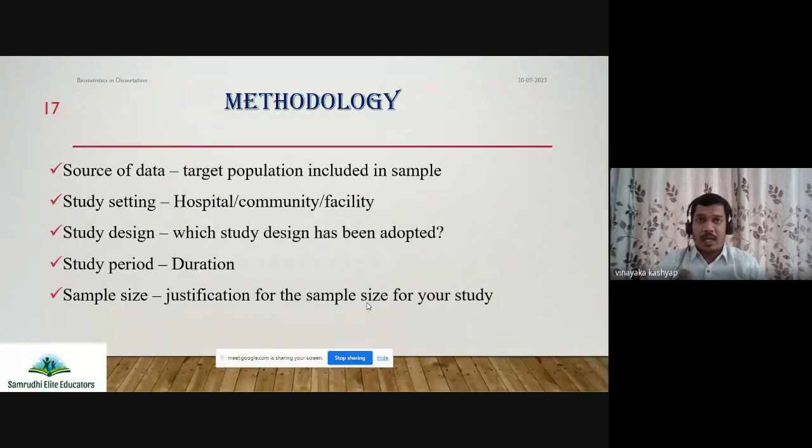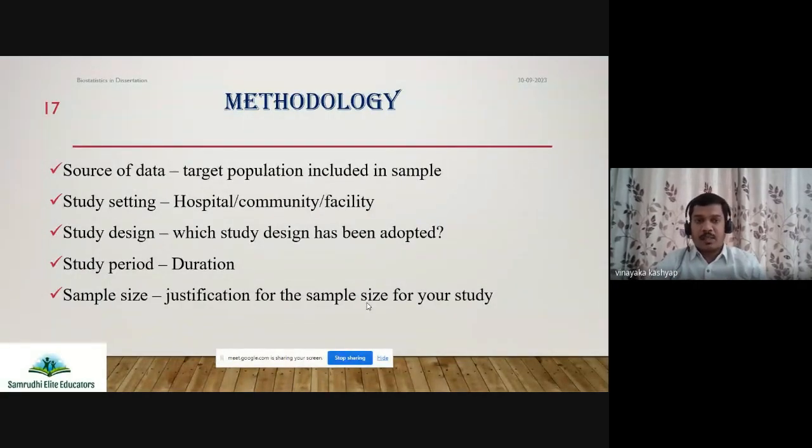Then study period is very, very important because you're supposed to mention it. Usually it is 1.5 years to 2 years. That is the study duration. It includes from choosing your topic up to submission. So what is the duration? Usually 1.5 to 2 years is the maximum duration by which you can complete this particular dissertation.